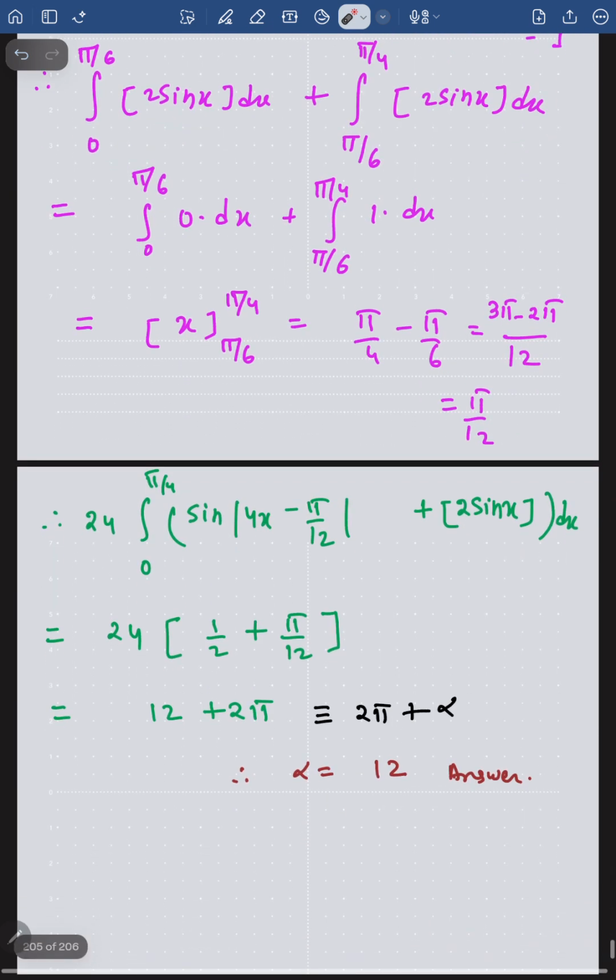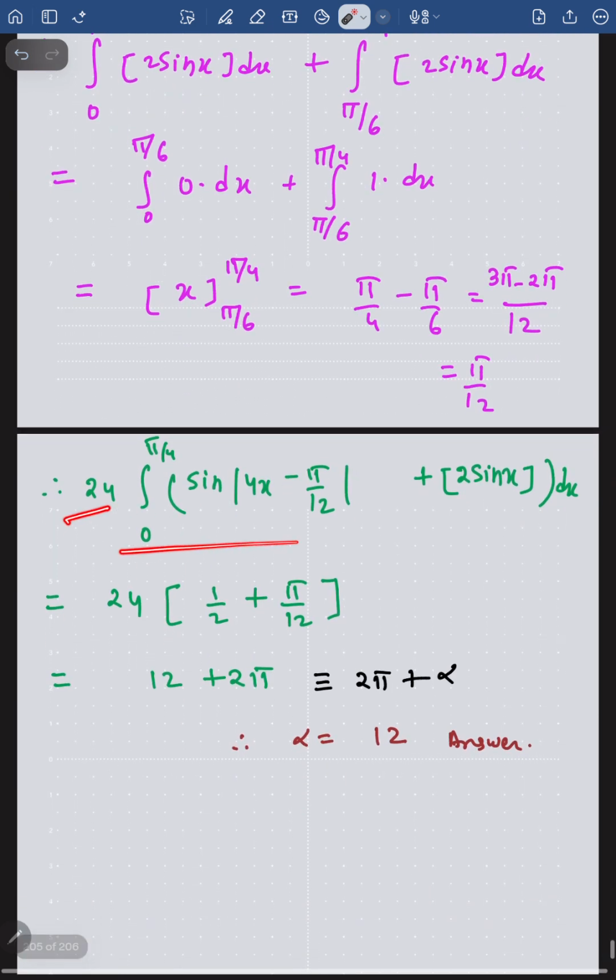But we have to find the value of 24 into this. So 24 times, before we got 1 by 2, and now we have got pi by 12, so 12 plus 2 pi. And this was given in your question to be equal to 2 pi plus alpha, so alpha is 12. Thank you.